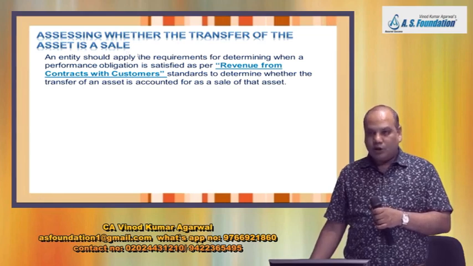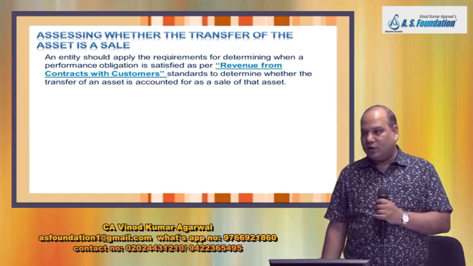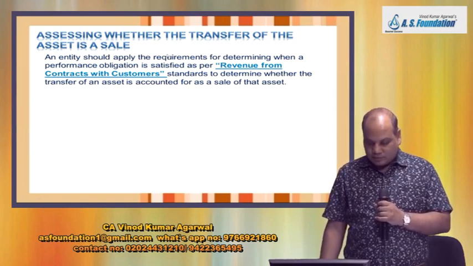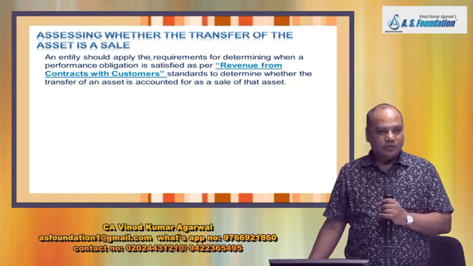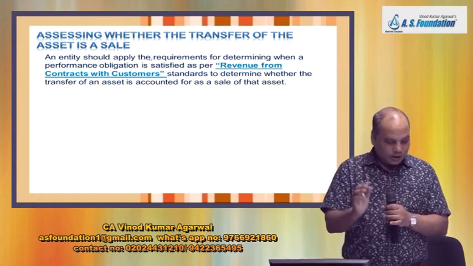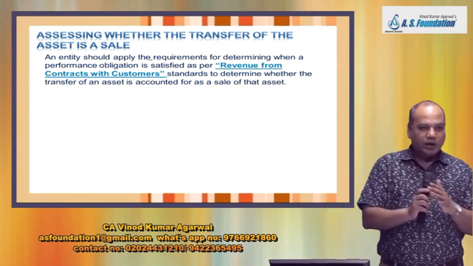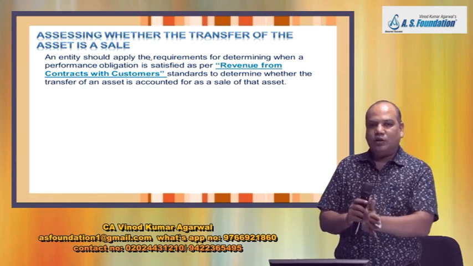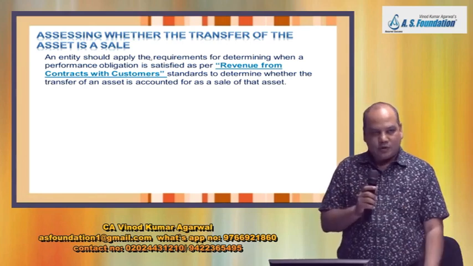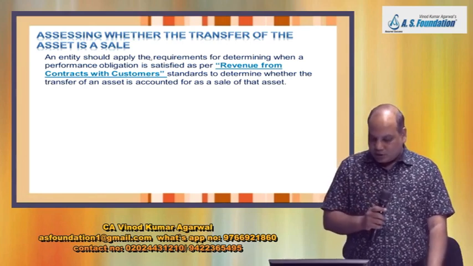So now we'll see the accounting in the books of both the parties, the seller and the buyer, assessing whether the transfer of the asset is a sale. Because as you have seen in the diagram, if it is a sale, accounting is different. If it is not a sale, the accounting is altogether different.